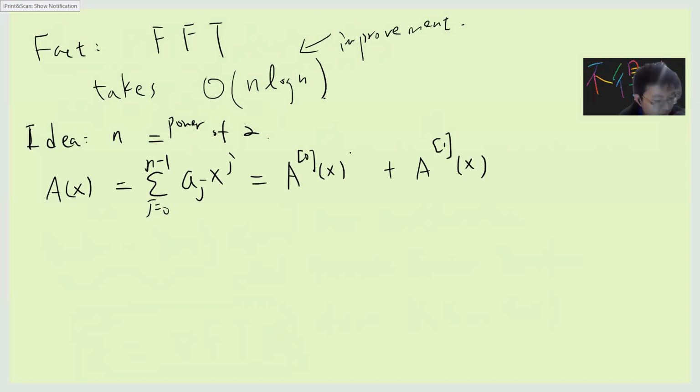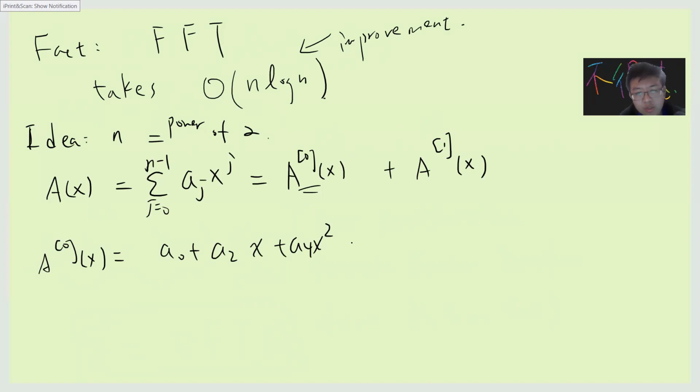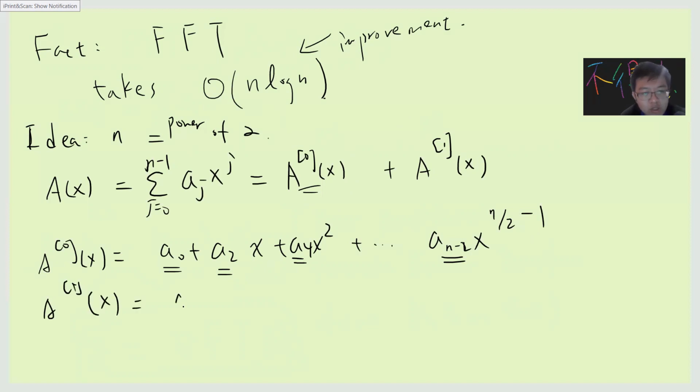So what do a0(x) and a1(x) mean? Don't worry, let me just write down. a0(x) is the even part, right? So a0, a2 x, a4 x squared. Don't worry, what I write is true. So I separated, but I downgraded the polynomial. I view a0, a2, a4 up to a_{n-2} as new coefficients. And a1(x) I define similarly: a1, a3 x, a5 x squared up to a_{n-1} x^{n/2-1}.